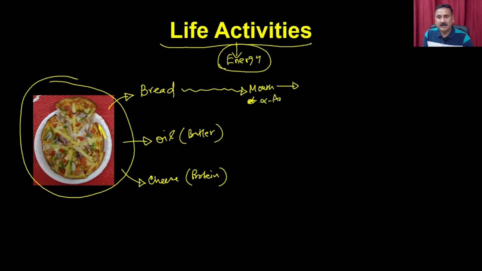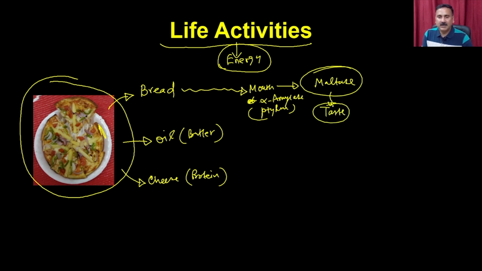So, alpha amylase or ptyalin is actually going to convert that into maltose, okay, and that maltose is going to give you the taste, right. Ultimately the bread is going to get converted into glucose after the complete digestion, and that's how the glucose is available for producing energy.